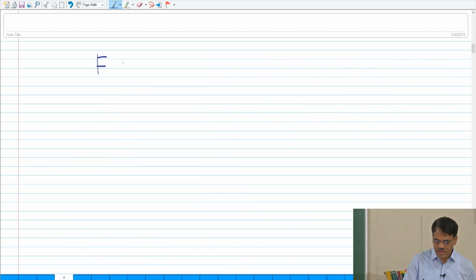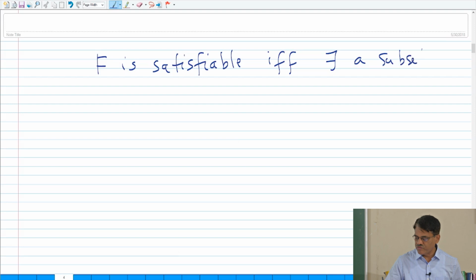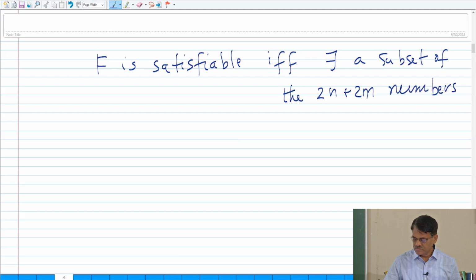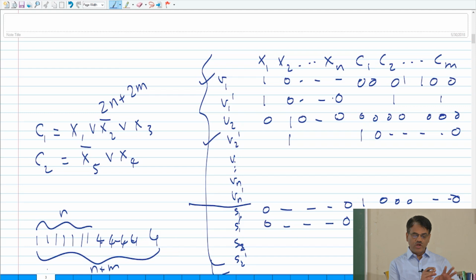So F is satisfiable if and only if there exists a subset of the 2n plus numbers that add up to W. So basically we have encoded 3SAT into the subset sum problem.